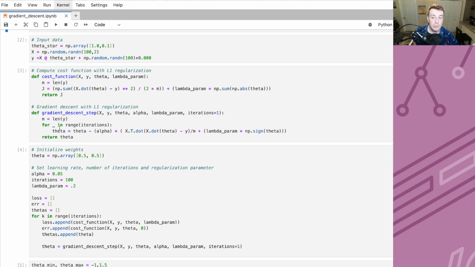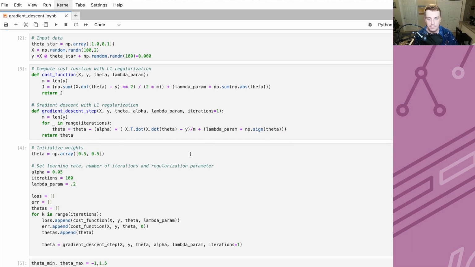Okay? So what we do is, for the number of iterations we ask for, we take our current theta and we subtract off alpha times all of these terms: the x transpose times y minus xw thing, or x theta in this case, and the derivative, the gradient, of the L1 norm. And we'll just repeat that over and over again. This is the formula in code that we wrote on that last slide.